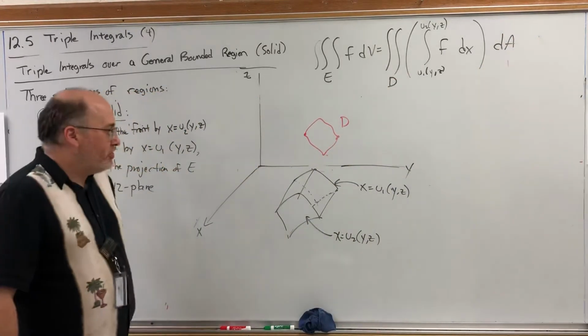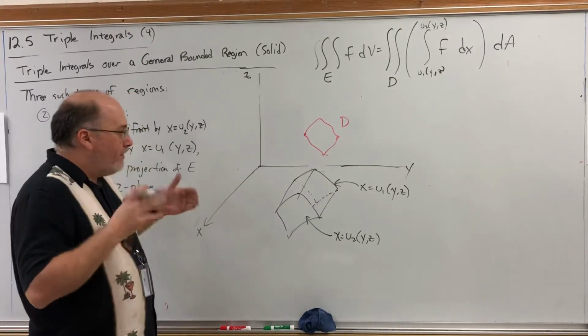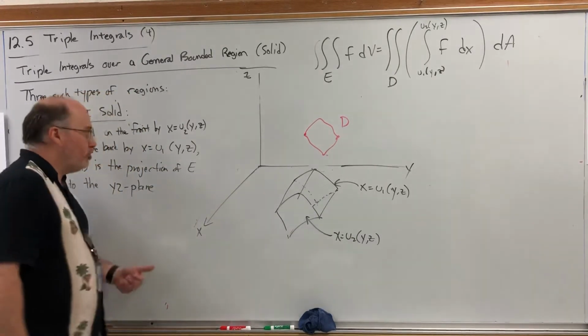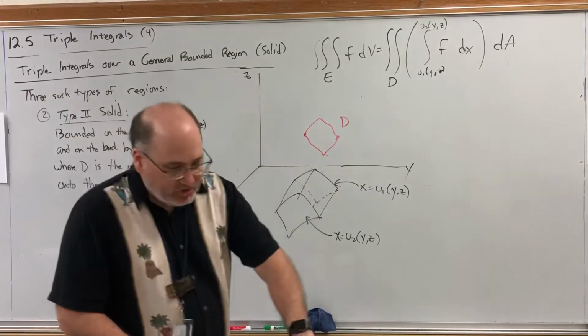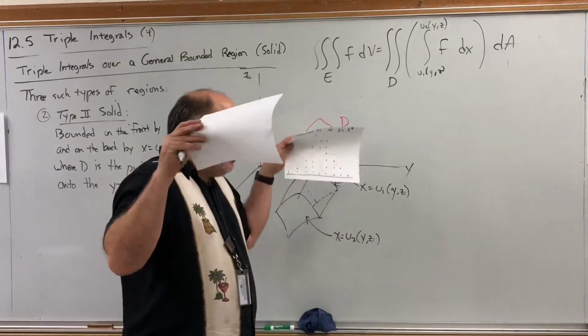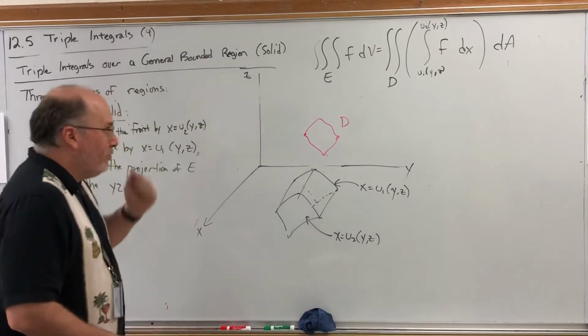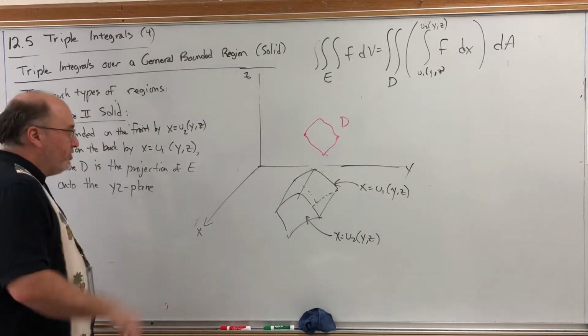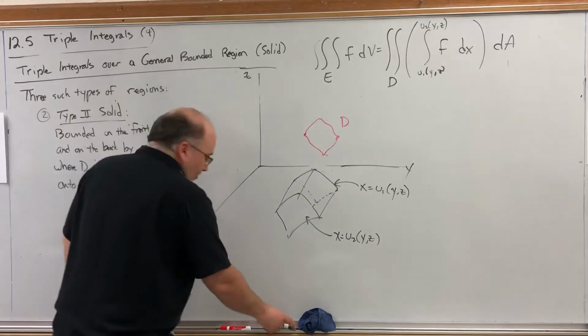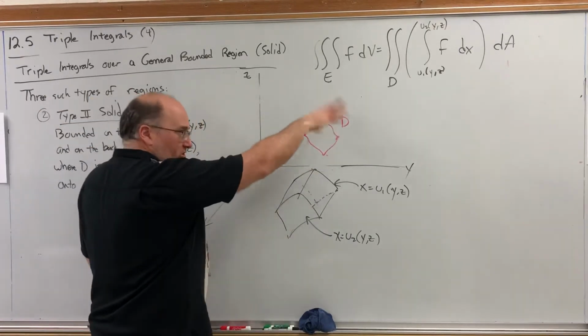So integrate the function with respect to the variable that is equal to the functions that define, in this case, front and back, so with respect to x. And then once you evaluate that, do the double integral. Now, how you do the double integral depends upon how this region is defined.